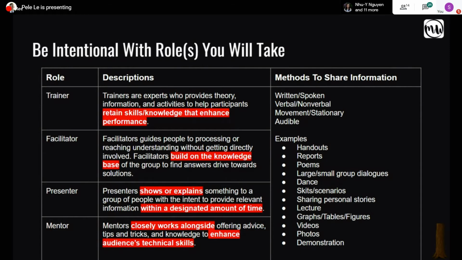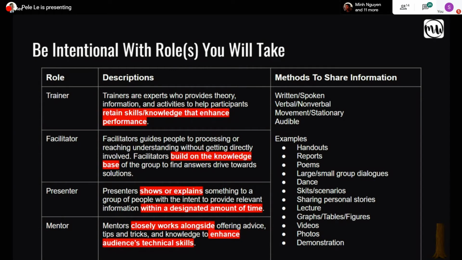And so when you look at all these roles and all these ways of presenting, there are a lot of different ways of sharing information. There's written, spoken, verbal and nonverbal, movement and stationary. These are a list of examples, but it's not an exhaustive list. And just to name some, just in case you can't see, you can use handouts, reports. You can, again, incorporate dance, videos, photos, skits, demonstrations, etc. These are all different ways to ensure that your audience is engaged, and they all have different benefits and also disadvantages.